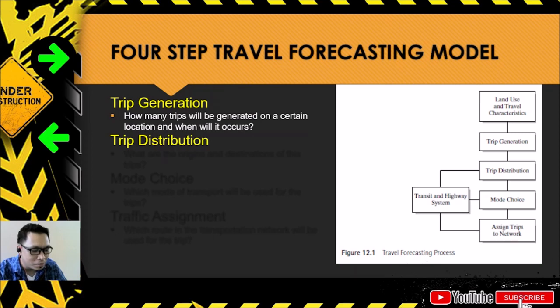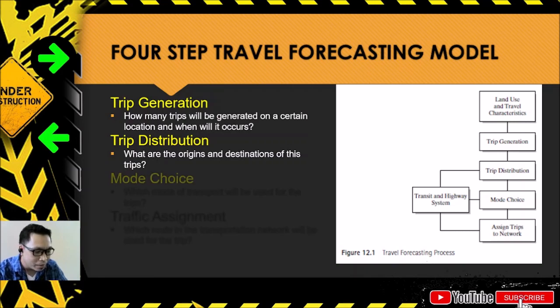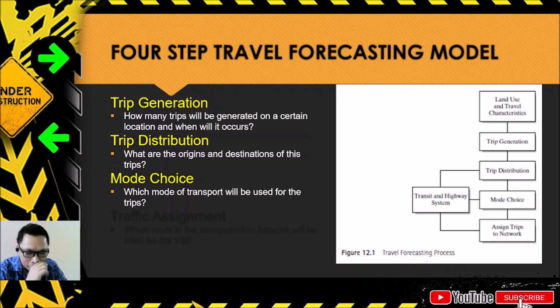Now, in trip distribution, we ask what are the origins and destinations of these trips. Next, the mode choice: which mode of transport will be used for that trip? So in trip generation, we are referring to how many trips will be generated in a zone. In trip distribution, what are its origins and destinations. In mode choice, what transport mode will be used for such a trip.